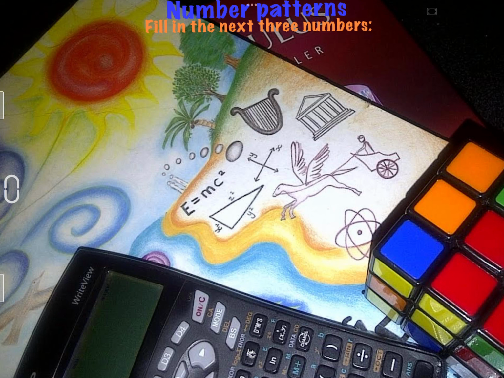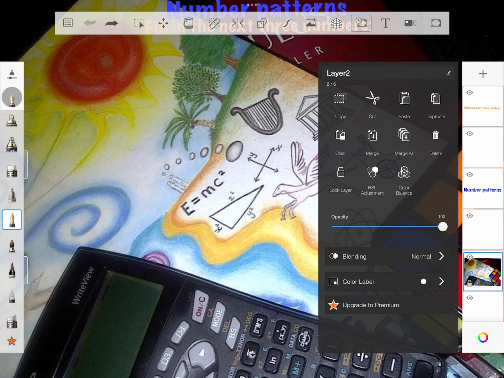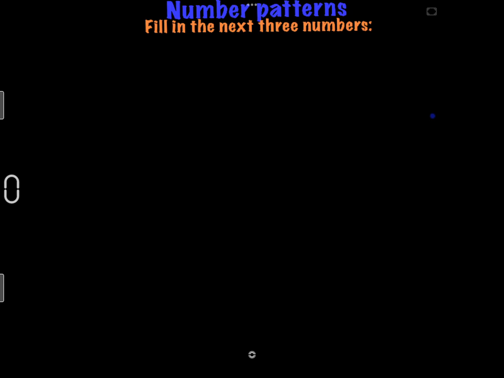Today we are looking at number patterns. In this exercise we will be filling in the next three numbers in the pattern. Suppose you are to find the values of the following term. Okay, so let's say now we have 3, 6, 9, 12, missing number, missing number, missing number.